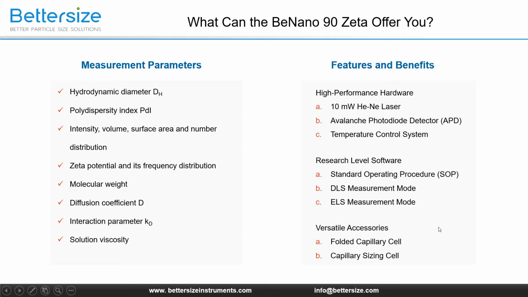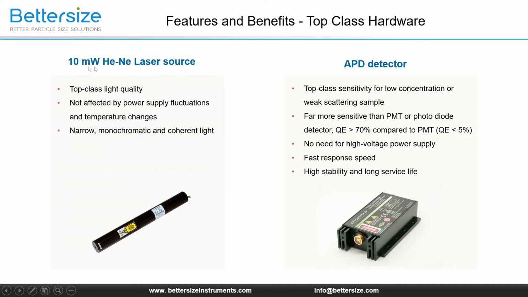Please note that given our time restrictions, only a few features are mentioned here, and it's strongly recommended to refer to the detailed information in the Binano brochure, which has been released on the Betasize website. The Binano 90Z utilizes a helium-neon laser source, which is highly stable and not affected by power supply fluctuations and temperature changes. It can generate a monochromatic and coherent laser beam for the light scattering measurement with high power, excellent stability, long life, and low maintenance cost.